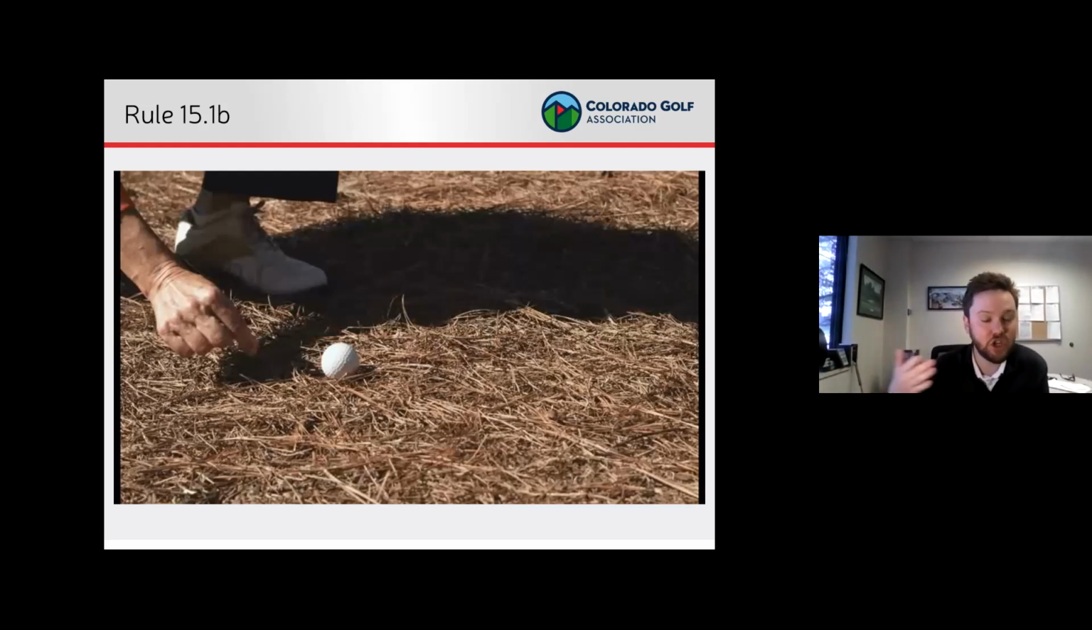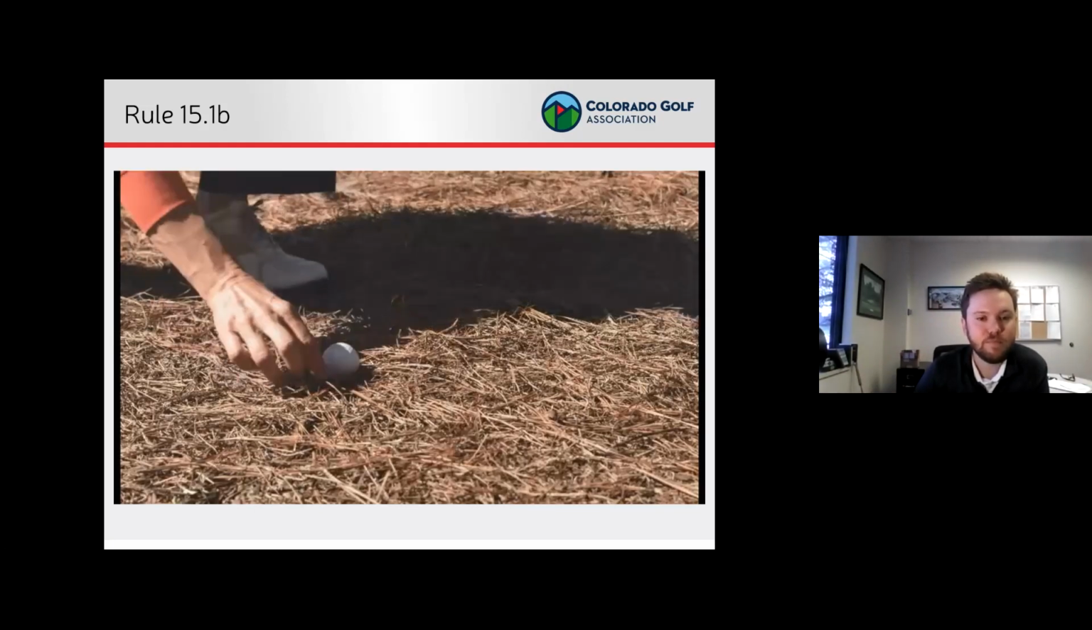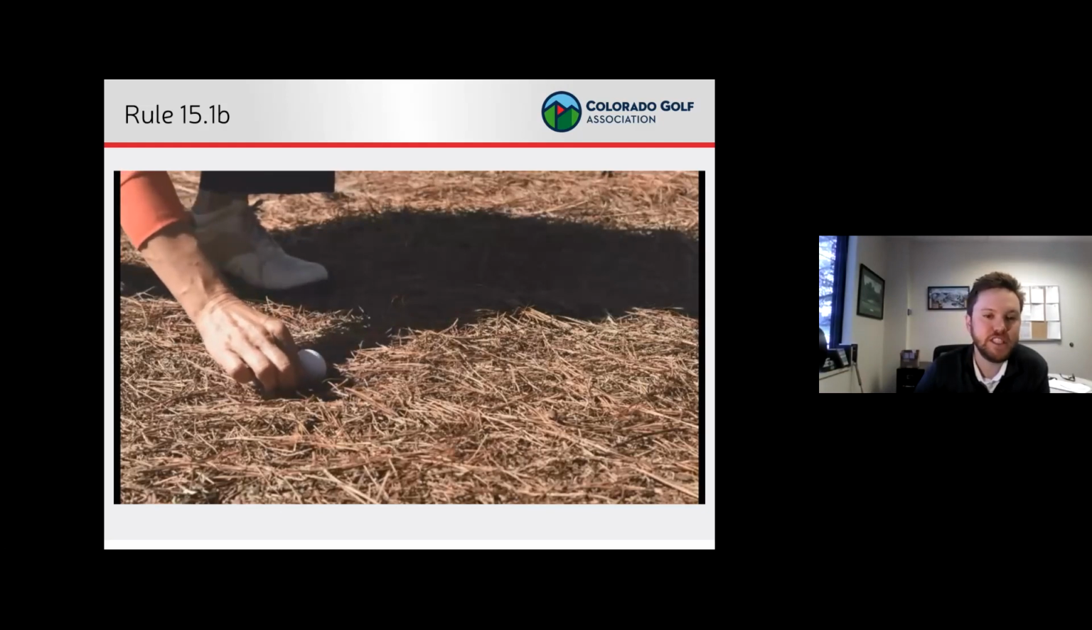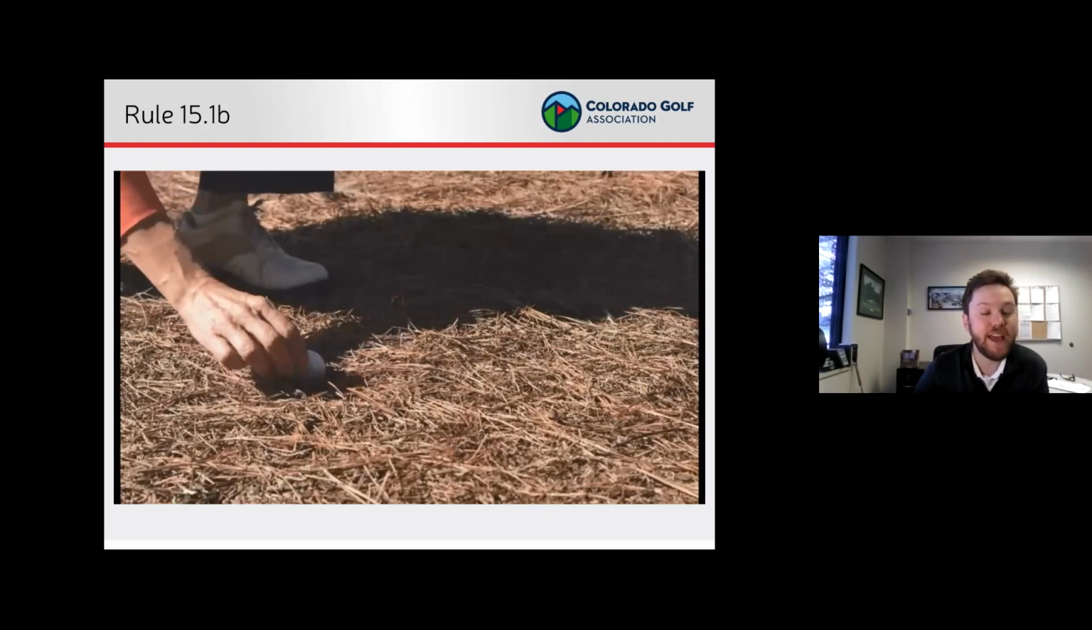Again, these are loose impediments. This is where causing your ball to move would result in a penalty. Trying to be careful, it's not very careful. So they're going to be penalized 1 stroke for moving a loose impediment. This is obviously in the general area or maybe even a penalty area, so that rule applies here. The video doesn't show it, but the ball is about to be put back on its spot.